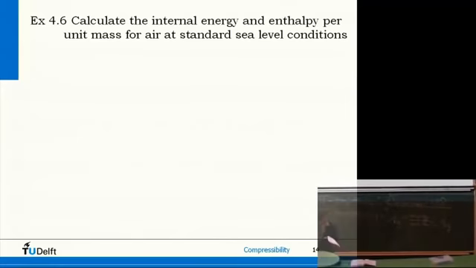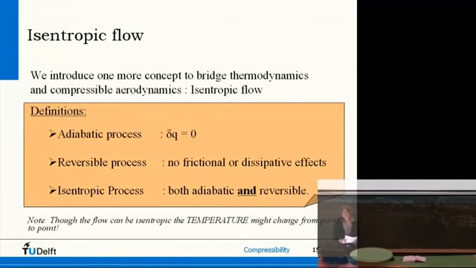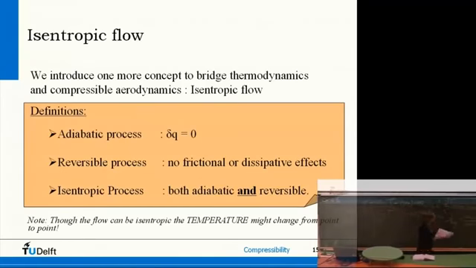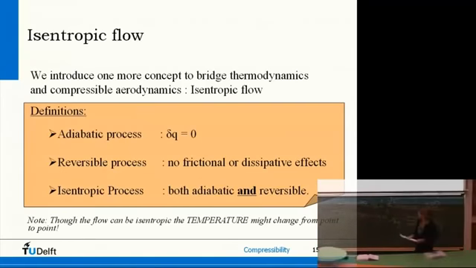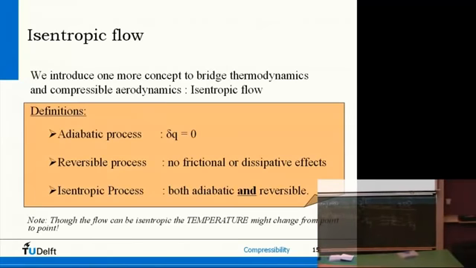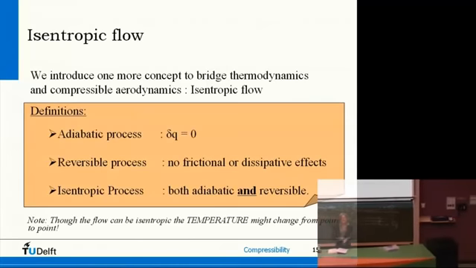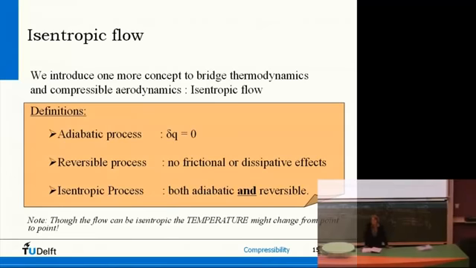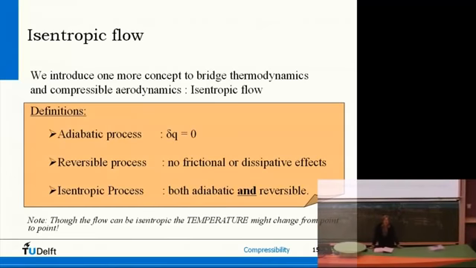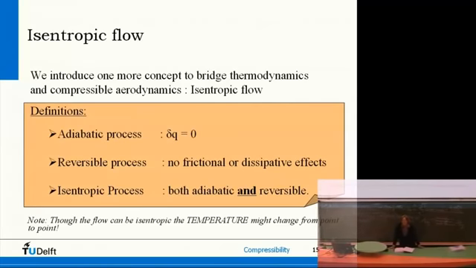Now we go to isentropic flow. So what I do now is I define a specific type of flow called isentropic flow. And that is flow where the entropy is constant. And that is the case when I have two requirements. Number one, it should be an adiabatic process.